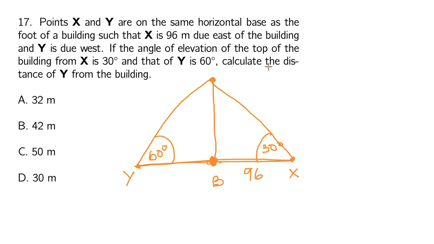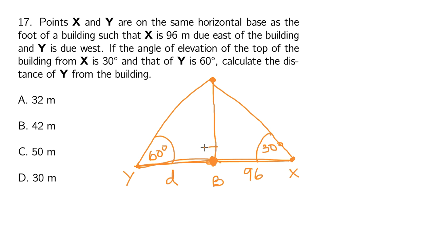Okay, and we are supposed to calculate the distance of Y from the building. So this distance is what we are looking for. You can call it YB, but maybe let's just call it D. If we call this distance D, then what do we know?